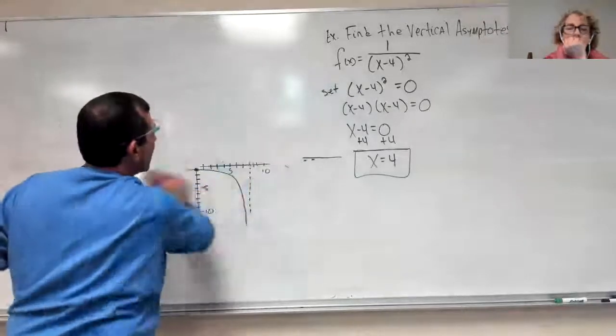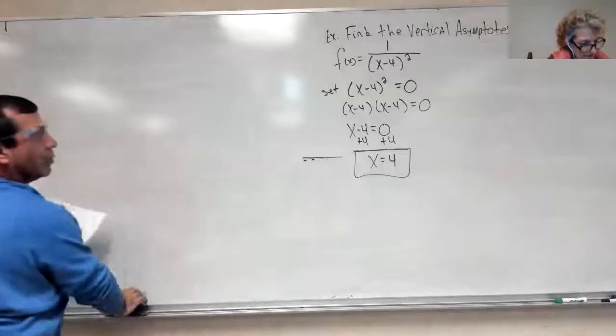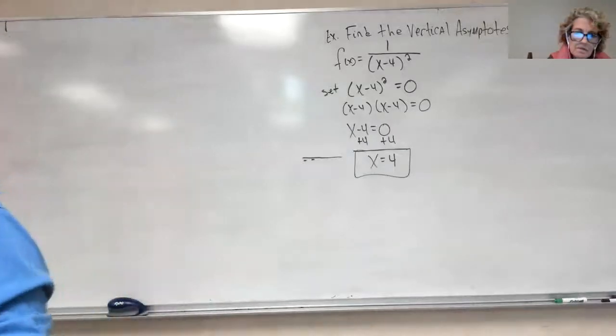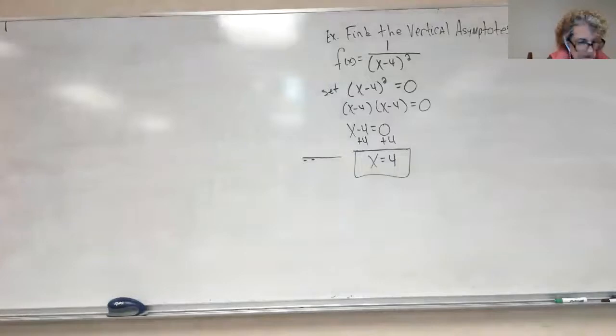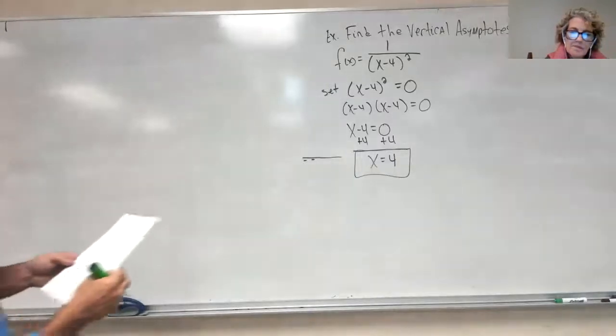I tell you, they're not bad when you're finding vertical asymptotes or the horizontal asymptotes. It's bad when you're graphing them. But that's when it calls on all your memory.